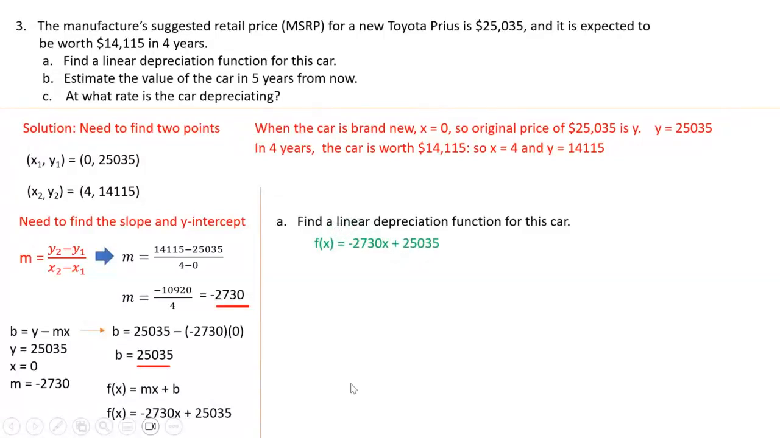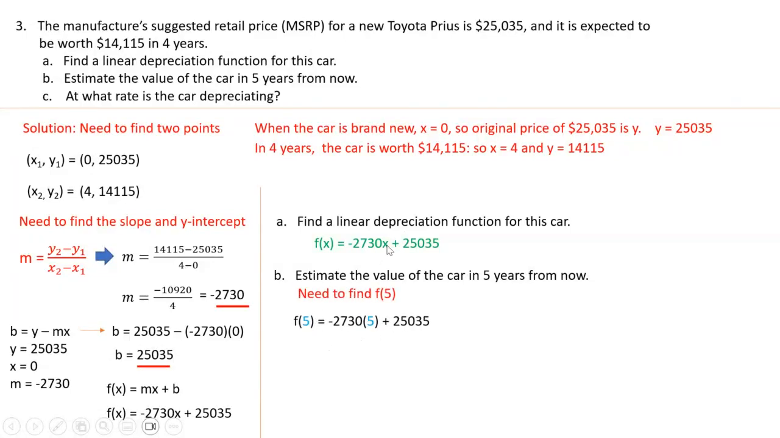Now for part B, estimate the value of the car in 5 years from now. So for part B, we're going to evaluate the function at f of 5, which means I'm going to plug in 5 for the x's. So it's going to give us negative 2,730 times 5 plus 25,035. Use your calculator and we get 11,385. So the car will be worth $11,385 in 5 years from now.